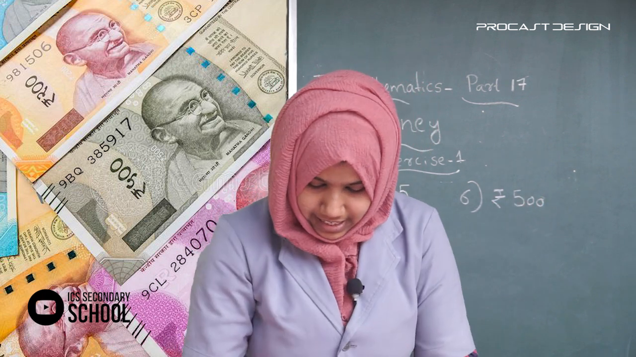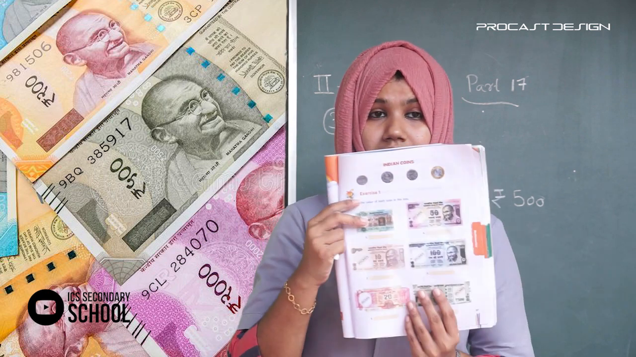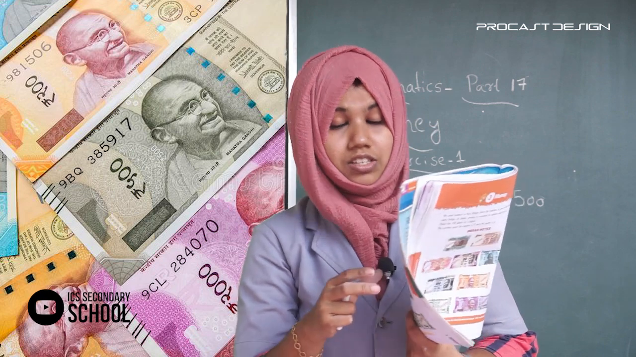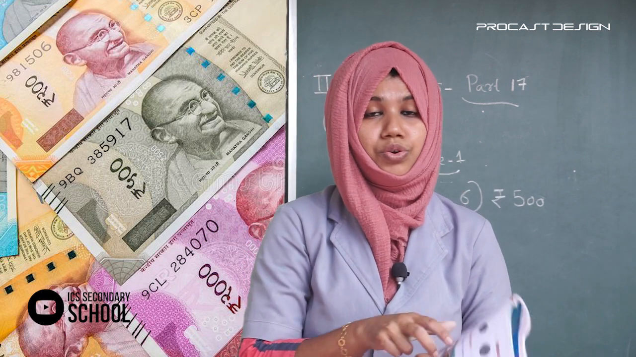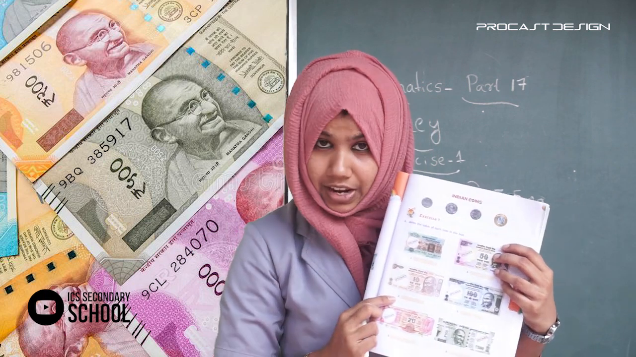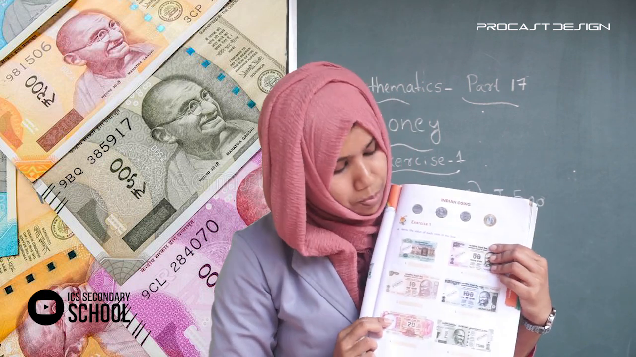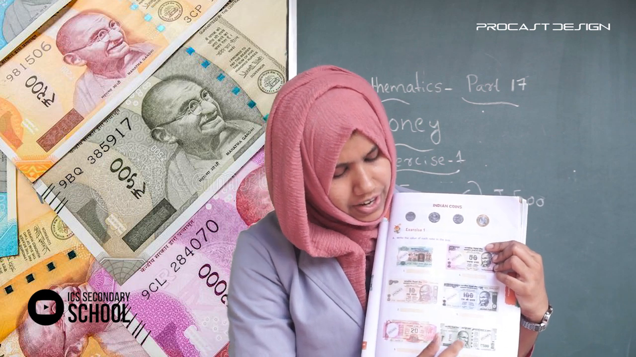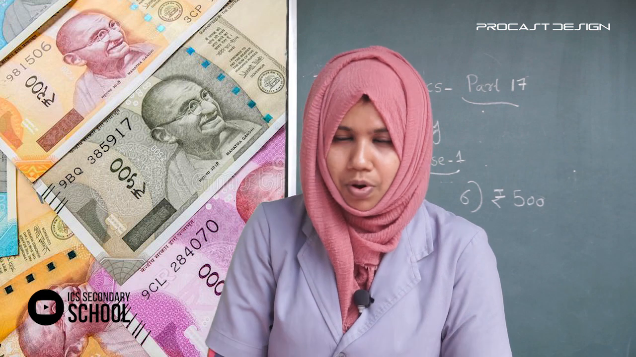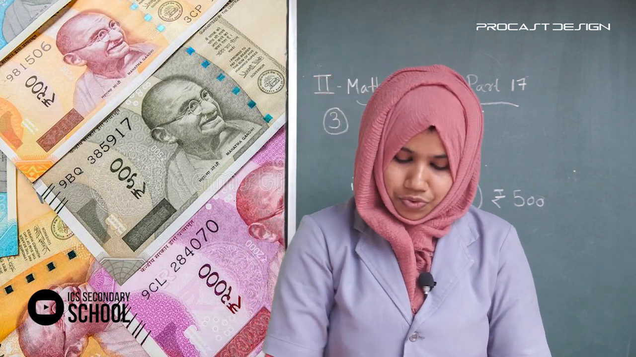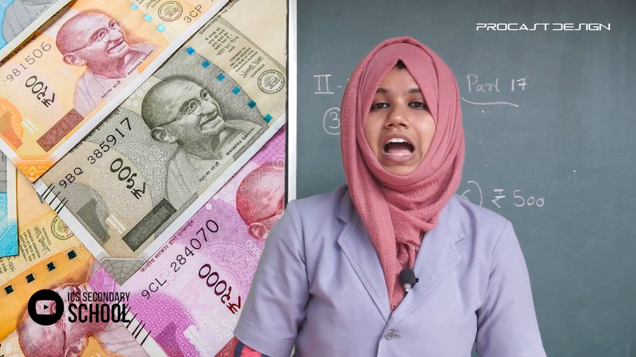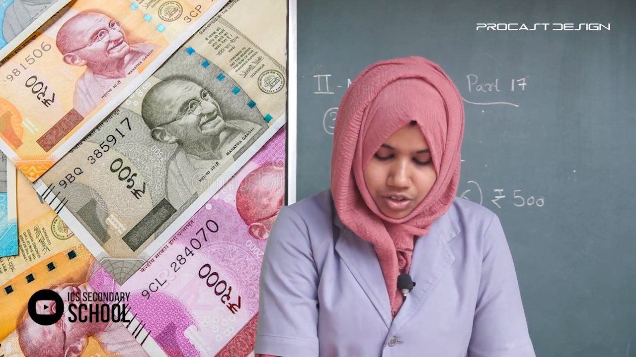So exercise 1 is on page 57: write the value of each note in the box. There are 6 notes. First one is 5, so you write rupees 5 here. Next is 10 rupees, 20 rupees, then 50 rupees, 100 and 500 rupees. So you write the value of each note in the box.